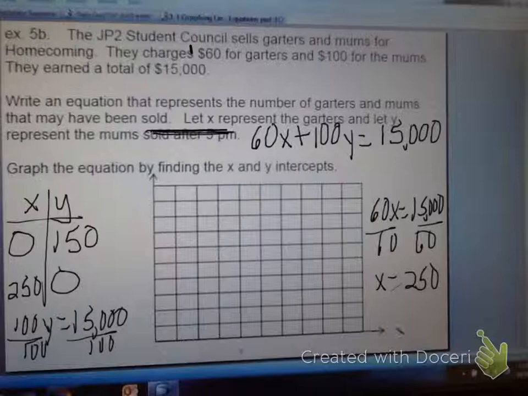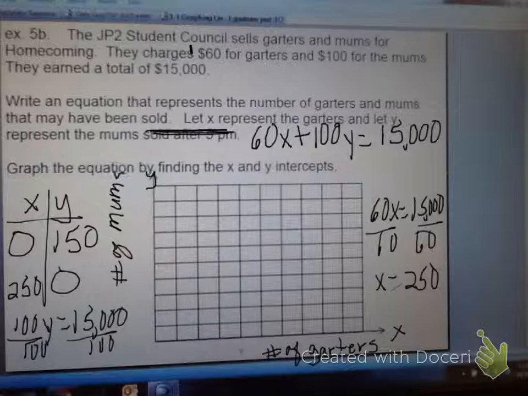Okay, so X stands for the number of garters, and Y stands for the number of mums. Now, I think I'm going to count by 25. So I'm going to label every other one again.